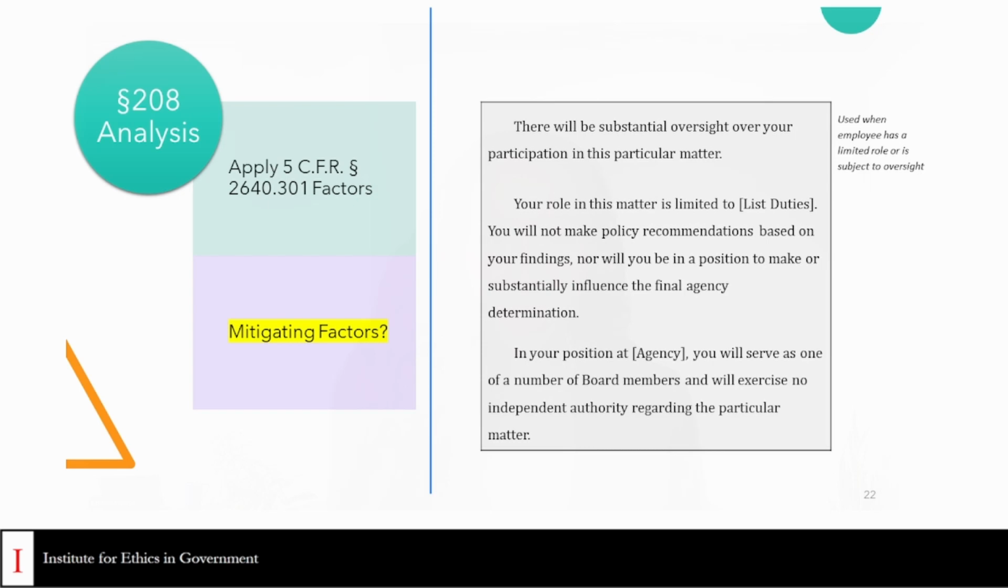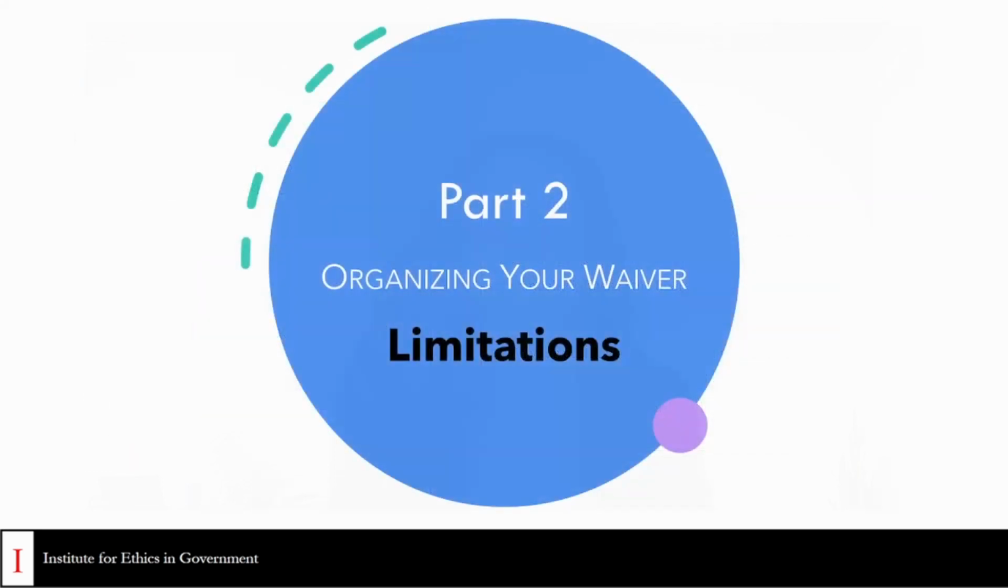A few examples include the employee is not able to make any policy recommendations, or the employee will not be able to exercise any independent authority, or where the employee's participation will be subject to additional layers of oversight as a member of an advisory board or some other multi-layered review process. All right, next up, limitations.